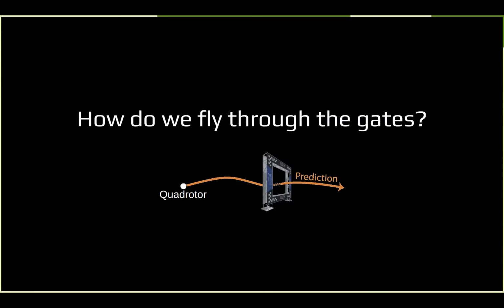Now, you may wonder, how do we actually make the drone fly through the gates? Can we come up with something like a track in this 3D space? You may think, for instance, in car racing, we have a very specified track, but can we do something similar for the drone? And in fact, we can.